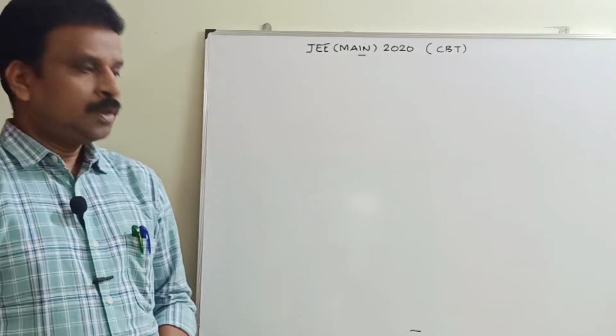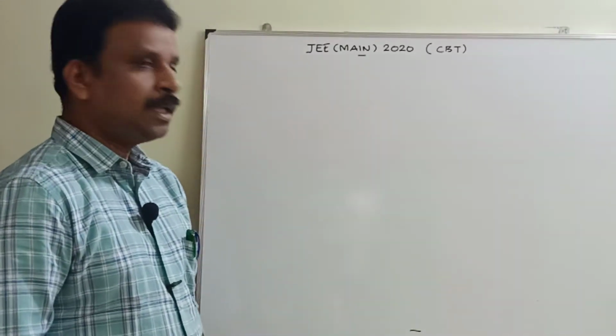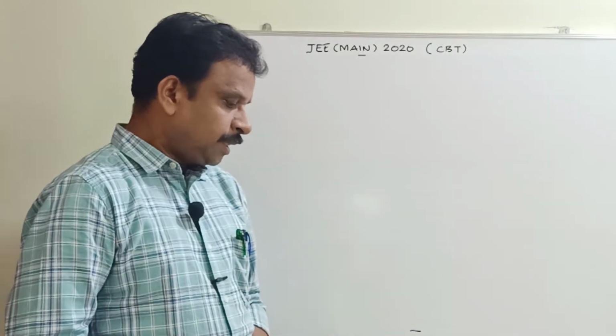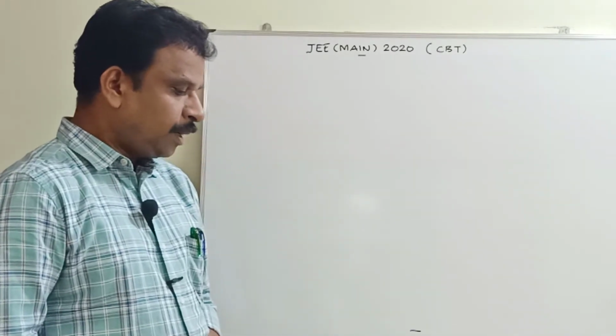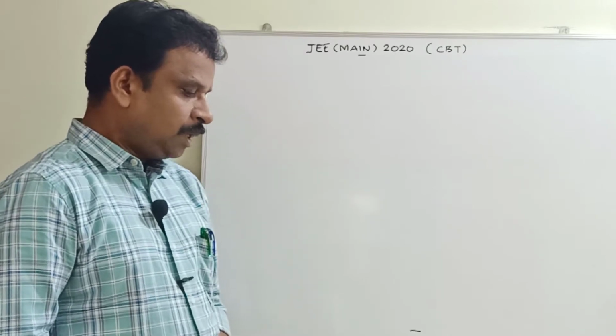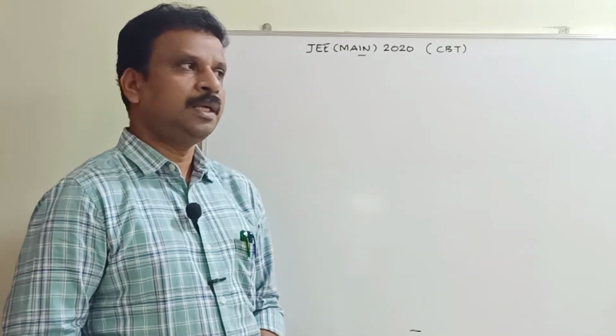Thank you. So, the first question is: a rod is heated from 0 degree Celsius to 10 degree Celsius. Its length is increased by 0.02%. By what percent is the mass density changed? This is the first question here.